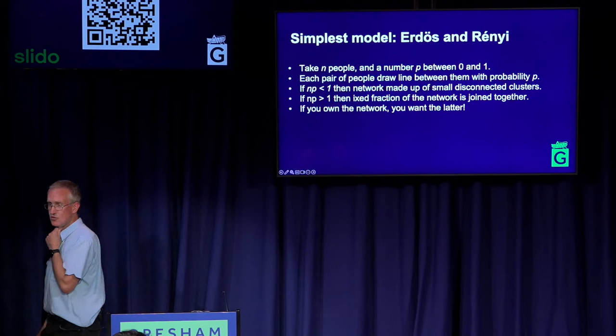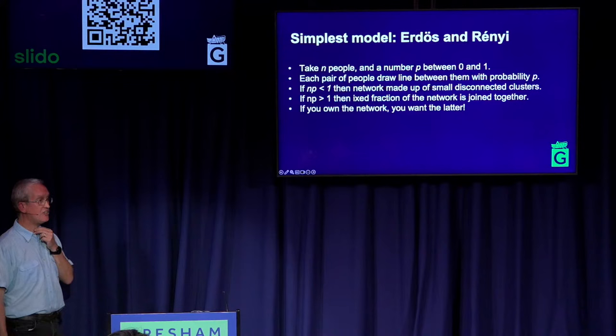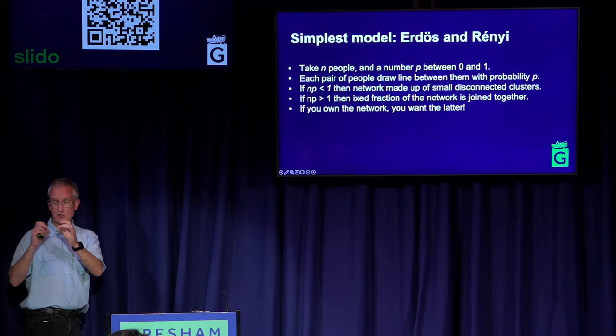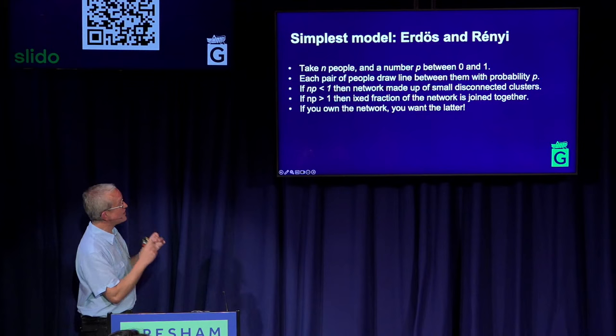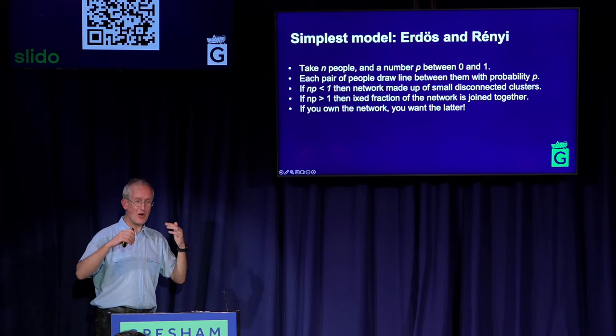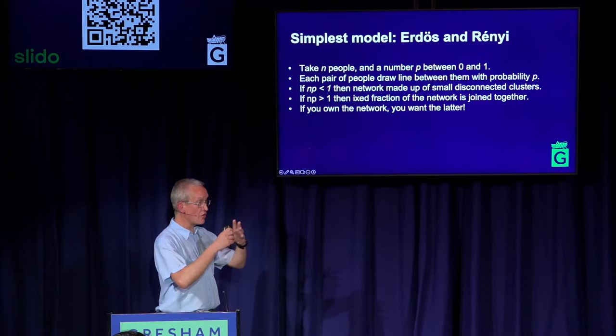So for example, if n times p is less than 1, it turns out that the network isn't really a very good network. What you have is very small, little isolated islands that don't really communicate with one another. If np is bigger than one, then a fixed fraction of the network is joined together. All of a sudden, this whole thing starts to work. So if you're Elon Musk and you own the network, you want to get over this threshold. You want to get over this level of connectivity so that the whole network is joined together and so that things can pass around it.